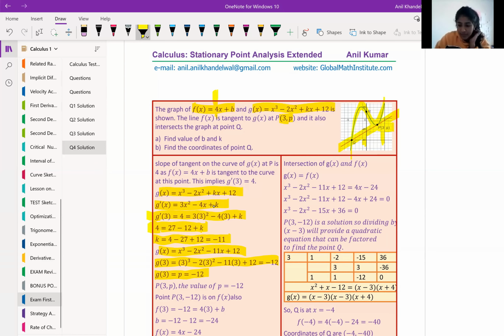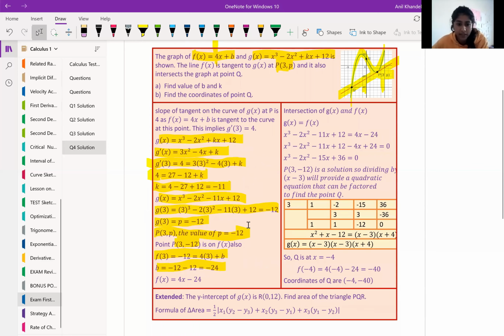That's correct. So now we've got the point. That then helps us to find the equation of the line f of x, by simply subbing in the point 3, minus 12 into 4x plus b. So I've got minus 12 equals 12 plus b, so b equals minus 24. That is correct. Now we've got our two equations: g of x, and f of x equals 4x minus 24.